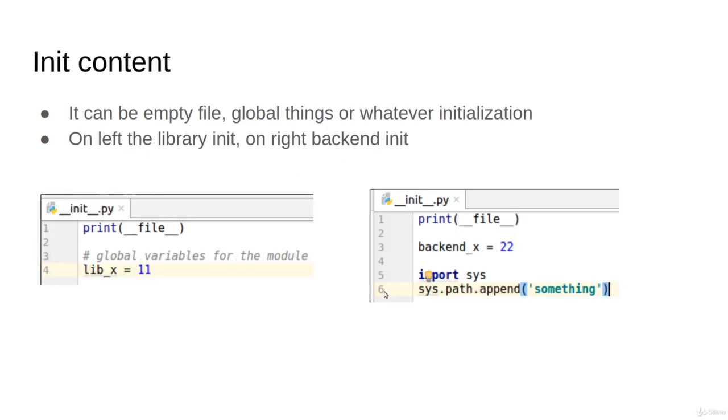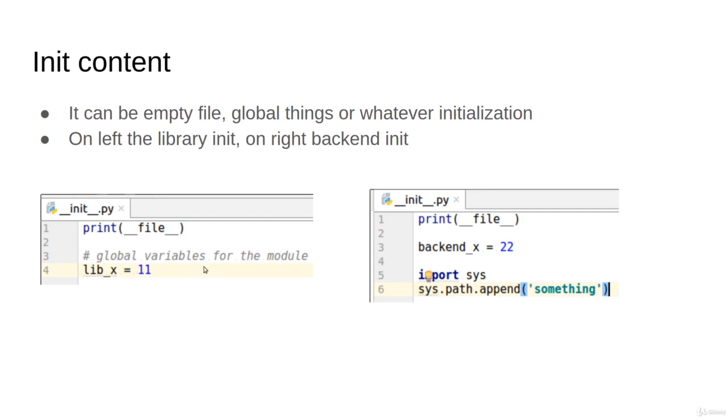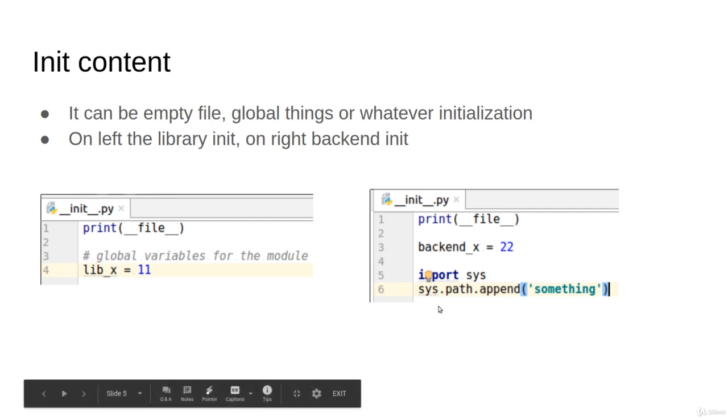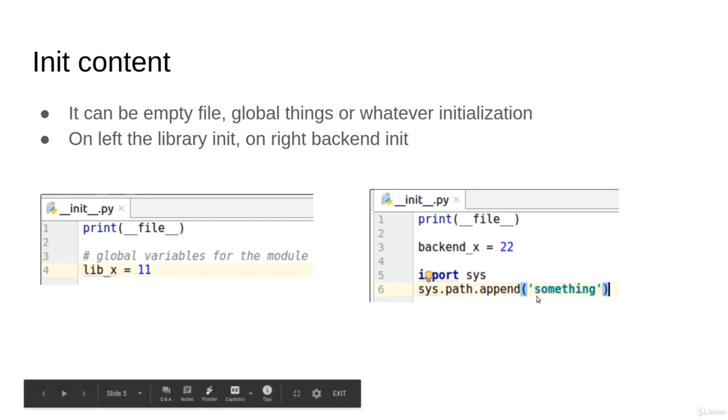Let's get into some details. I have two init files here, one under the library and another under the backend. So these are the two files. I printed here the underscore file for both of them so that I can notice which file is activated, and defined two global variables, library x with 11 and backend x with 22. And also observe, you can import sys here and maybe append something to it. This is what we mean by initializing something for your package.